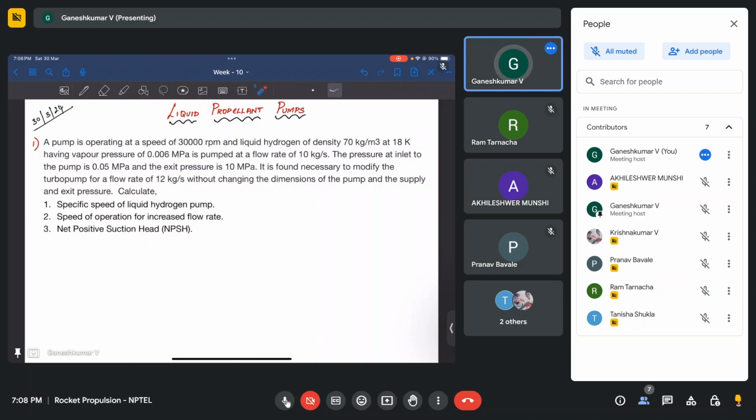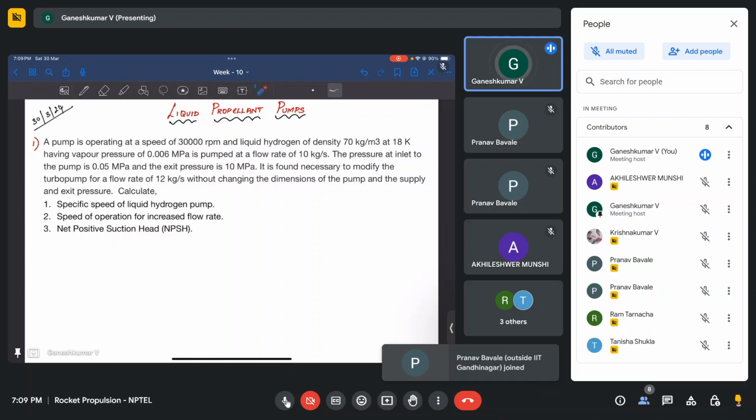Okay, so the pump here is operating at a speed of 30,000 rpm and a liquid hydrogen of density 70 kg per meter cube. Okay, and it is at a temperature of 18 Kelvin. So if hydrogen is liquid, then it is going to be at low temperature. So here it is 18 Kelvin, and it also has a vapor pressure of 0.006 megapascal. Okay, and is pumped at a flow rate of 10 kg per second. So these are some parameters given for the liquid hydrogen pump. The pressure at the inlet of the pump is this much, and the exit is 10 megapascal.